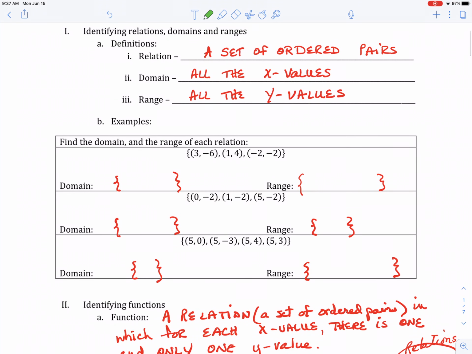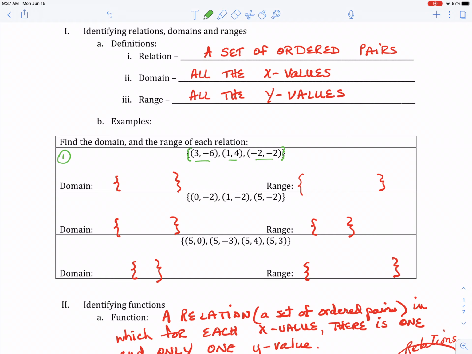In the first one, maybe it would help if I numbered them. This is number 1. You see a set of 3 points. You'll notice the braces here to identify that this is a set. And then within this set, we have 3 ordered pairs. Okay, so that is a relation. It is a set of ordered pairs.